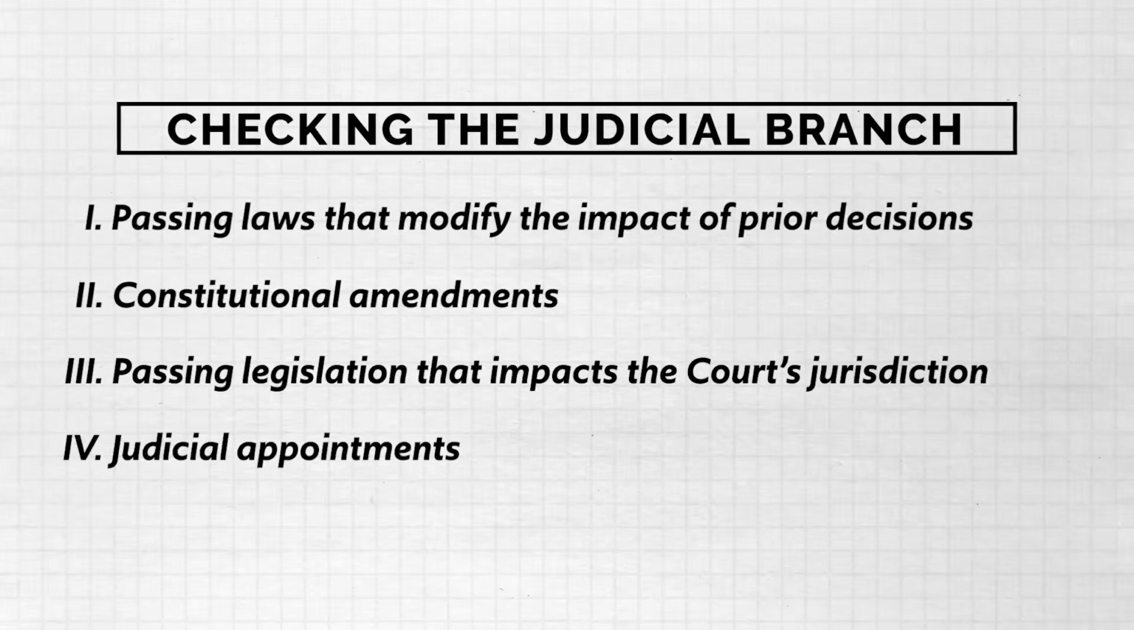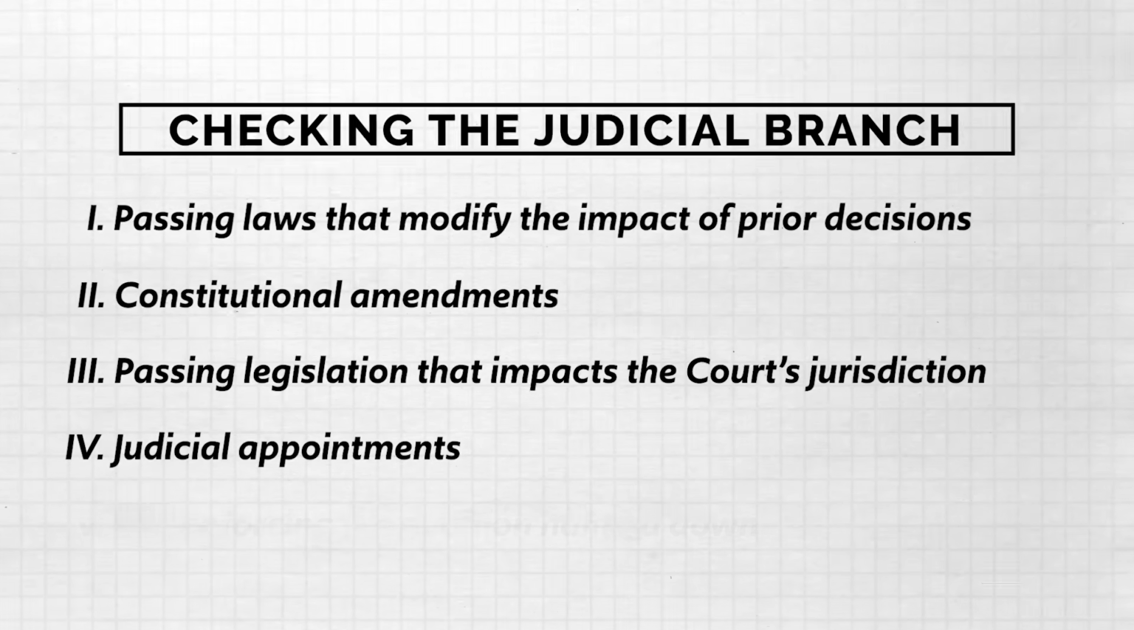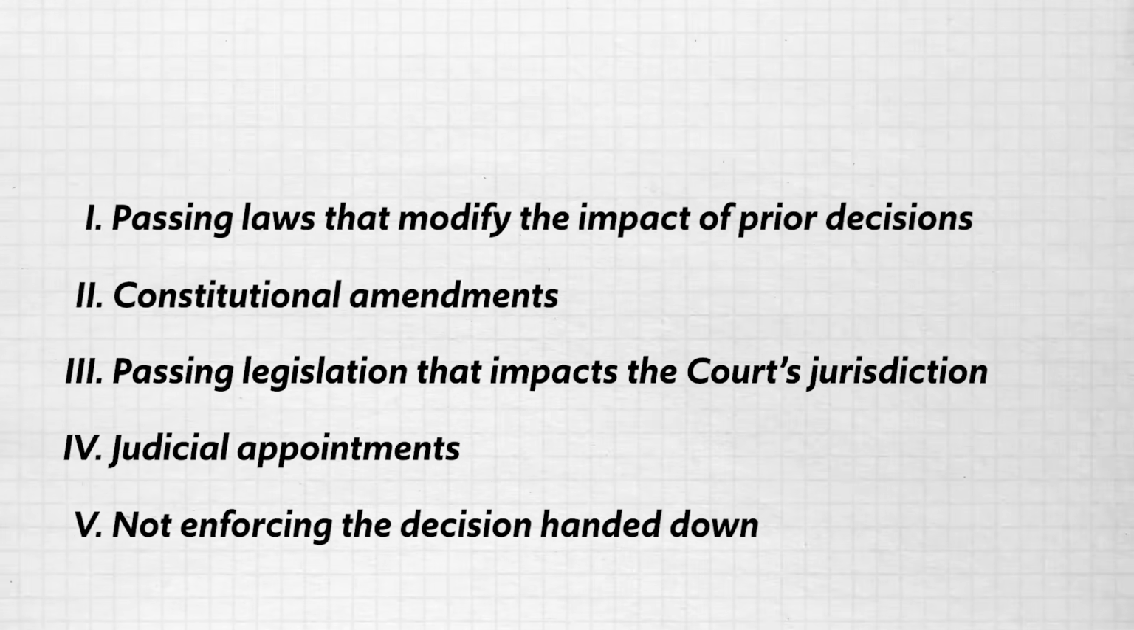is through judicial appointments. Now, I've talked about this already in this video and in the previous 2, so the short version is this, that if a court hands down an unfavorable decision, then the president can appoint justices that are likely to hand down different decisions when the occasion arises. And the second way the president can check the judicial branch is by simply not enforcing the decision handed down. This is a little sketchy, but it has happened nonetheless.